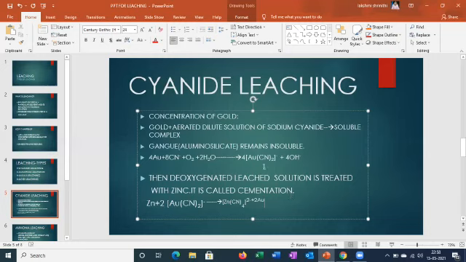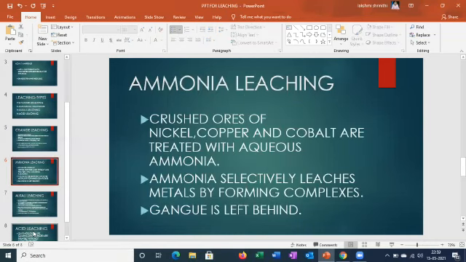The first step, we make it react with potassium cyanide or sodium cyanide. We form a soluble complex, and it is made to react with zinc, where we get gold. Since we leach the gold ore with the help of sodium cyanide, this leaching is referred to as cyanide leaching. Okay, let's move on to the next type of leaching now. The next type of leaching is called ammonia leaching.